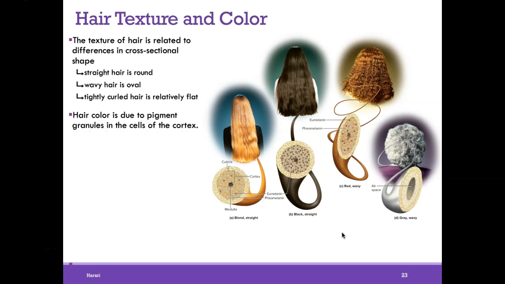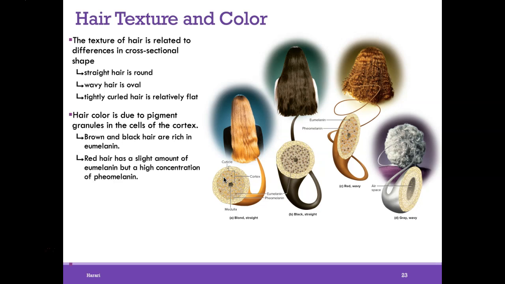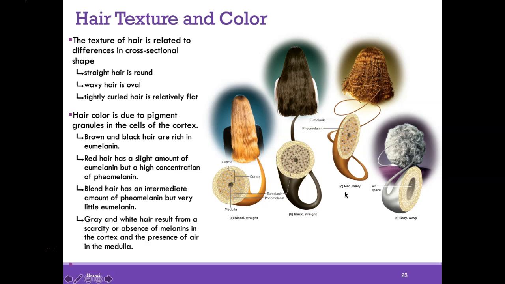So again, the hair texture is related to differences in cross-sectional shape. Hair color is due to pigment granules in the cells of the cortex. So remember, the cortex is this middle portion, and brown and black hair are rich in eumelanin. So that's one type of melanin. Red hair has a slight amount of eumelanin, but a high concentration of pheomelanin. So you can see these different colored pigments. Blonde hair has an intermediate amount of pheomelanin, but very little eumelanin. And finally, gray and white hair result from a scarcity or absence of melanins in the cortex and presence of air in the medulla. That's what makes it more light and a little thinner, because the airspace grows in the medulla as we age.